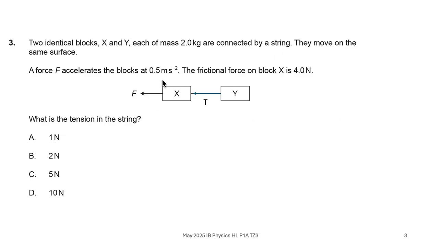So if we look at block X, it has a frictional force, which is going to move to the right, of 4 newtons. That means there's also going to be a frictional force on Y, and actually that frictional force is going to be the same because these are identical blocks. They're on the same surface, same mass, etc.